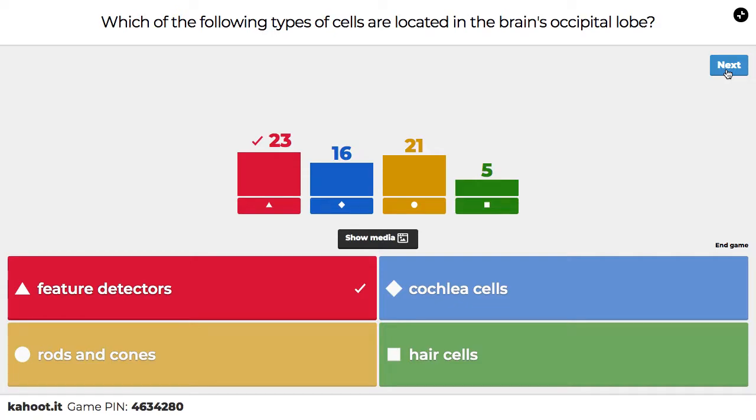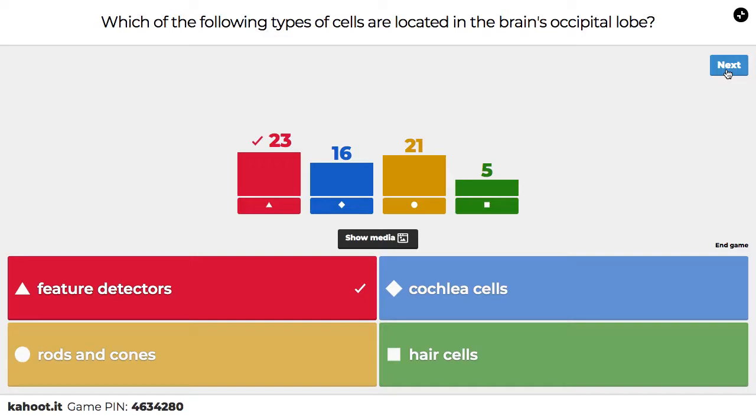All right. The cochlea cells. The cochlea is in the ear. That's where transduction takes place. The hair cells are located within the cochlea. This is all hearing.